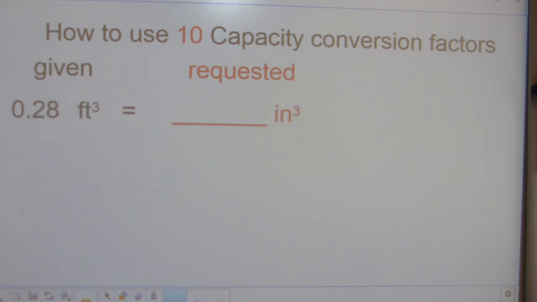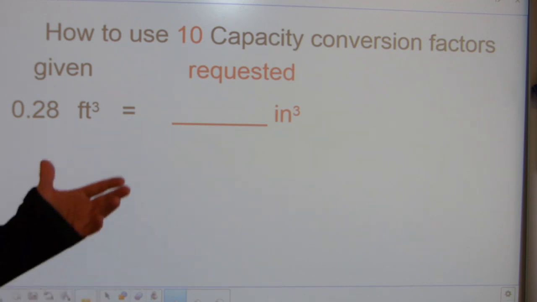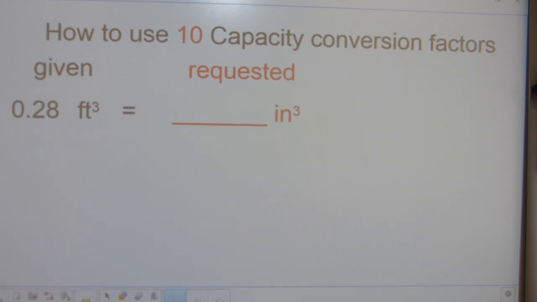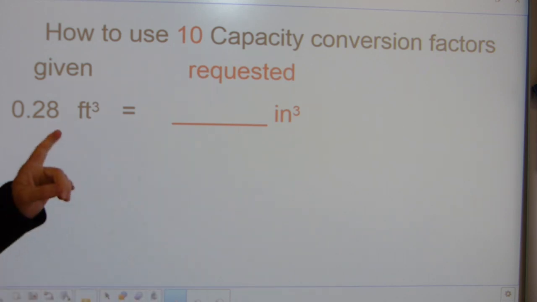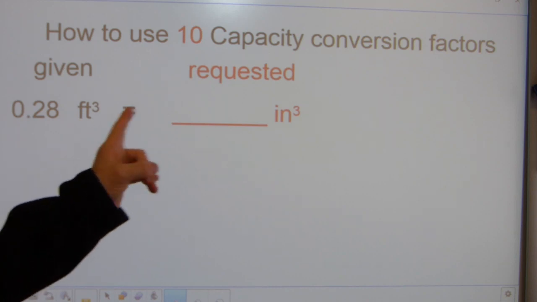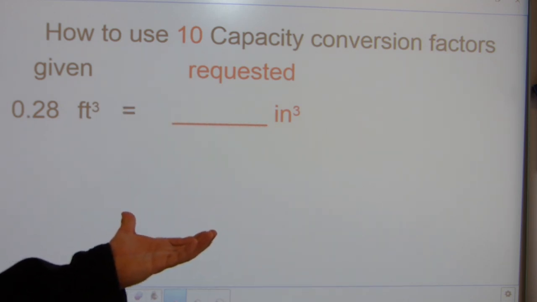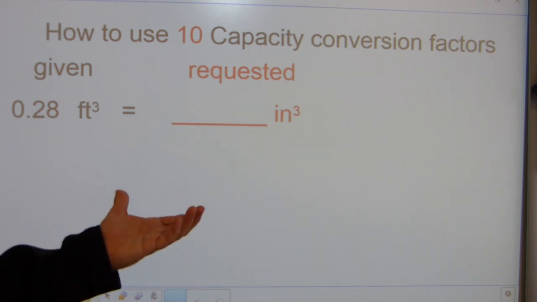Let's look at another one. Cubic feet needs to be converted to cubic inches. Again, you need to remember your conversion factor, 1728 in this case. You also need to remember the order of the units, which units the conversion factor 1728 relates.